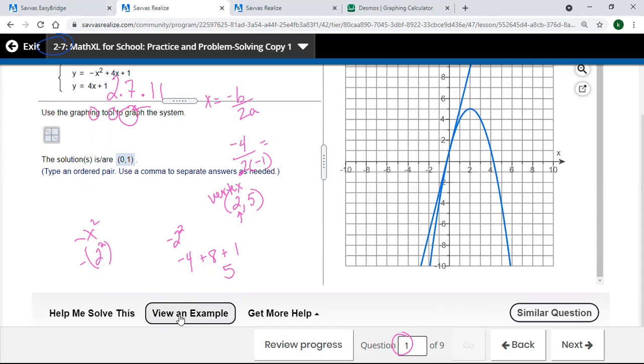View an example at the bottom to get help. Help me solve this walks you through it, but you have to do one on your own. And if you want to practice again to make sure you really got it, there's a similar question. Sometimes these are called complex systems.